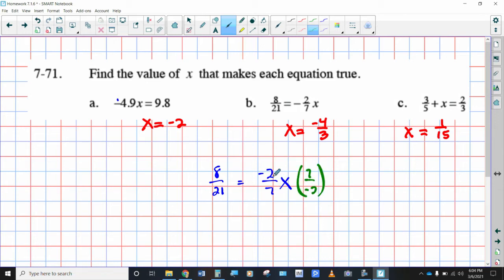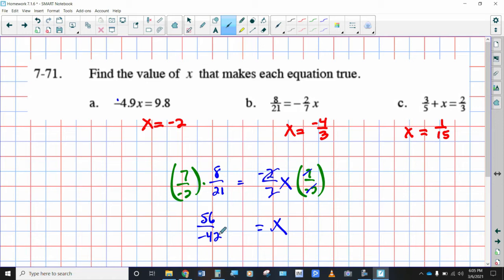Here, I think in this problem, we need to multiply each side times 7 over negative 2, right? Because that's the reciprocal of this, right? 7 over negative 2, when you multiply here, ends up giving you an answer. This cancels, that cancels. So x is going to be equal to 56 over negative 42, which can be simplified.